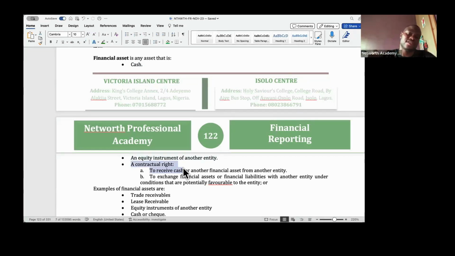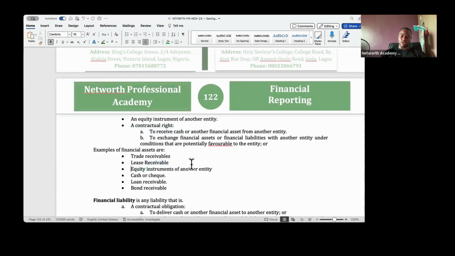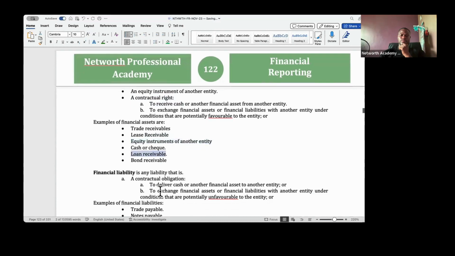Even when you sell goods on credit, in your books, you also have an asset called trade receivables. Trade receivables is also a financial asset because it's going to give you a contractual right to receive cash. The purchaser must pay you. If he doesn't pay you, you can sue him. So trade receivables are also financial assets because they give rise to a contractual right to receive cash. And I have some examples of financial assets here, like trade receivables, lease receivables, equity instrument of another entity, cash, loan receivables, and bond receivables. That's financial asset.